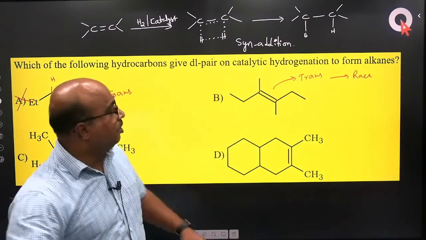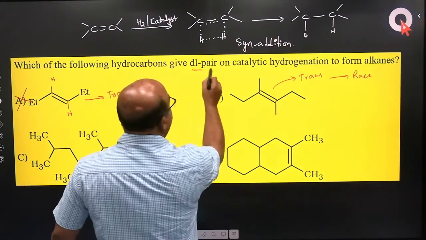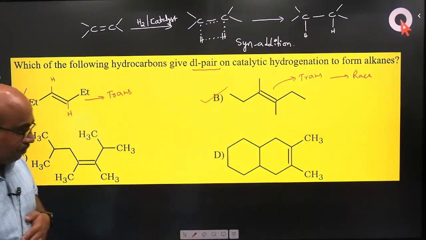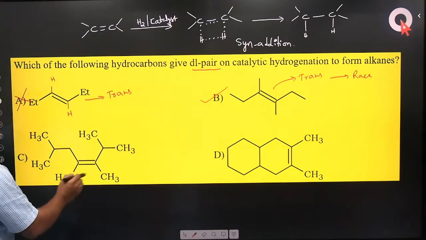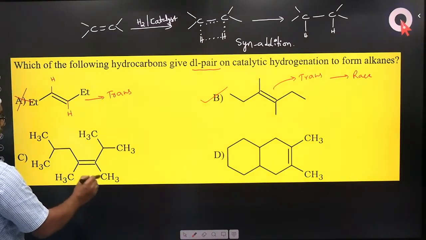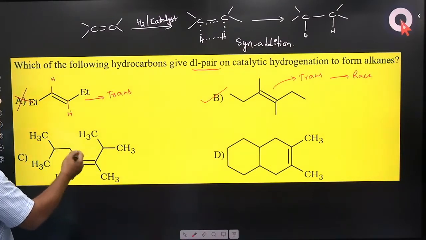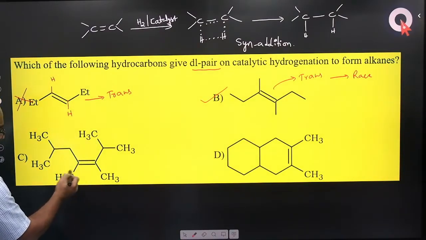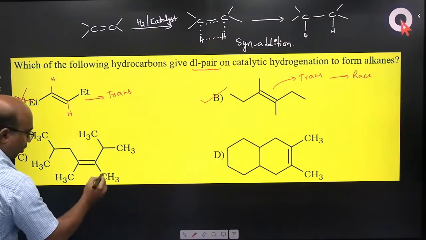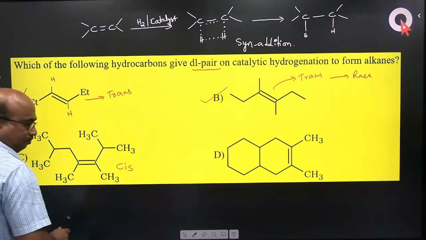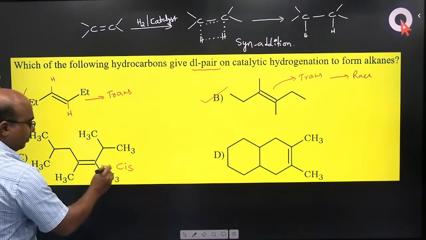Clear? That means he is asking for a DL pair, and that is what you will get. So that can be our option. Now what is this? This is a cis compound, CH3 and CH3. Either these two groups may be the same or different, but at least this CH3 and CH3 are the same. So this is a syn compound, cis isomer, sorry.